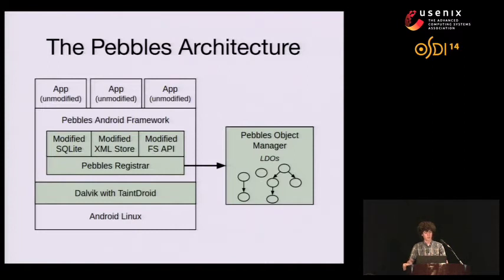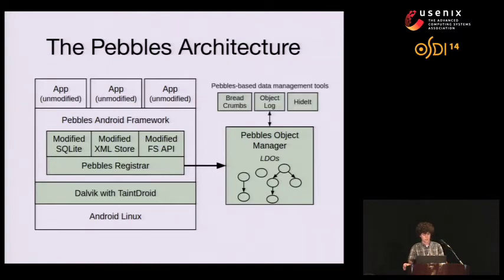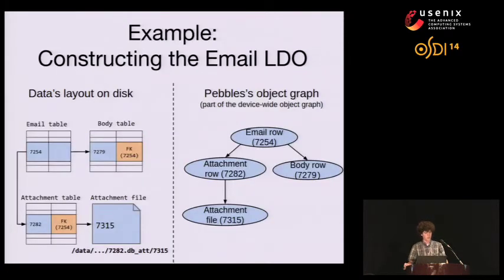The framework communicates with the object manager through the Pebbles registrar here. Then the Pebbles Object Manager also exposes these LDOs to data management tools sitting on top, like breadcrumbs or object log. The key innovation in Pebbles is how we discover these relationships, which I'm going to go into next. So I'll walk through how the email LDO is created in detail.